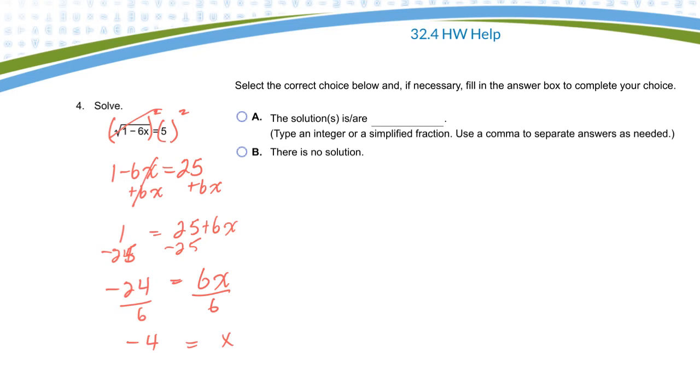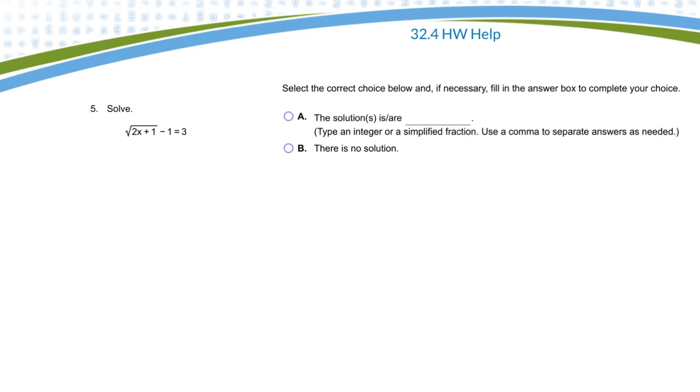Some things to watch on that. Just make sure you do isolate the radical each time. And then when you square things, make sure you square the whole thing on the one side. Maybe I'll show you some more questions where you'll have to do that, like this one.